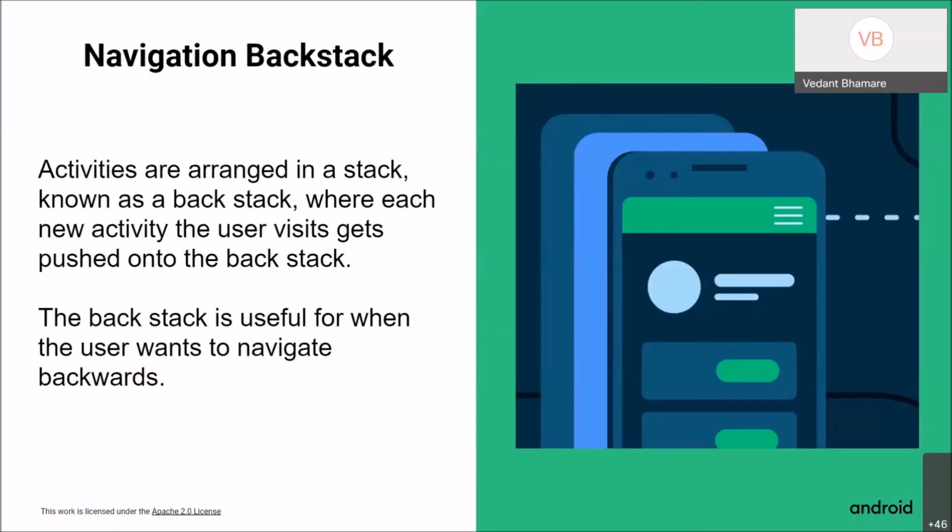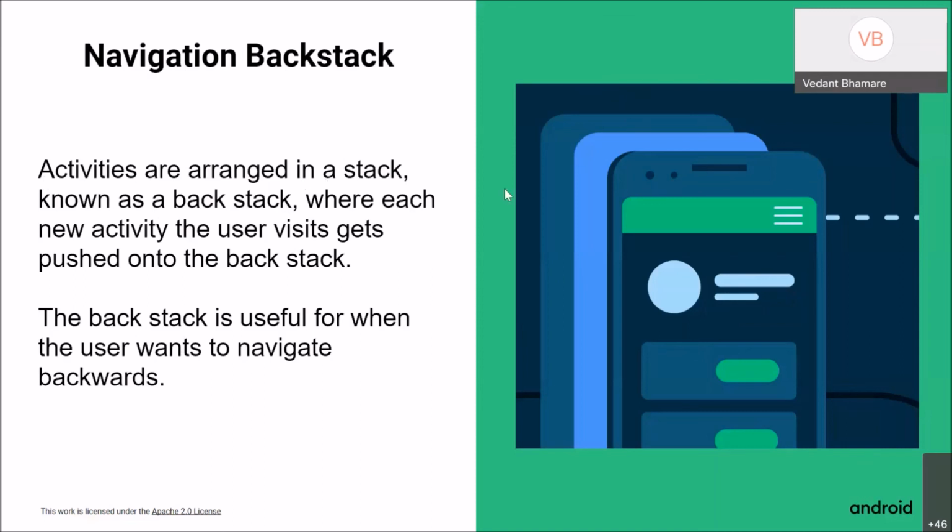Now let's talk about navigation backstack. You might know what a stack data structure is. Whenever a new item is pushed, it is pushed on top of it. Whenever you pull something out, the newest inserted item would get out. It is basically like a pile of coins. You put one coin on another, and whenever you want to remove one, the latest inserted coin would be removed. That is how the stack data structure works.